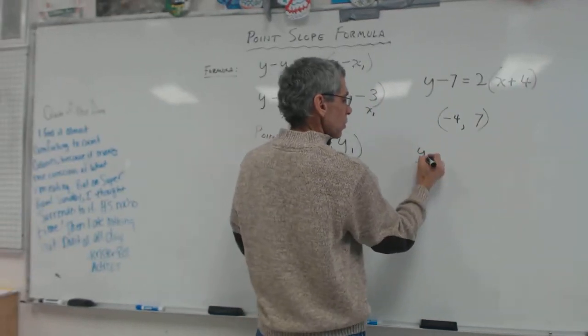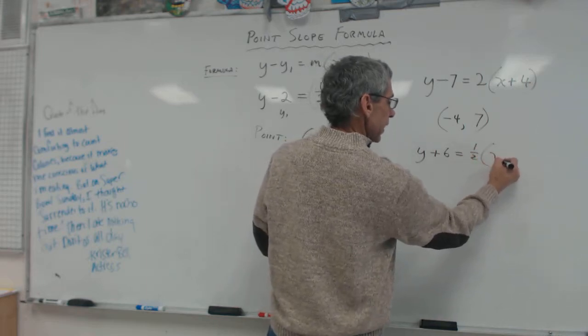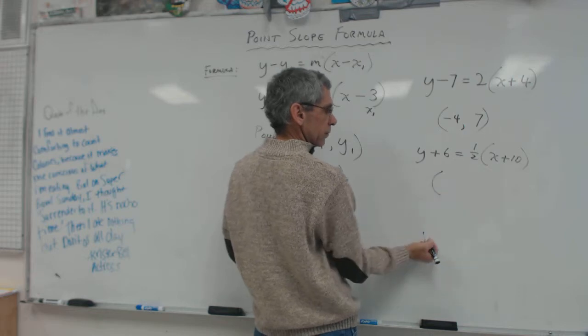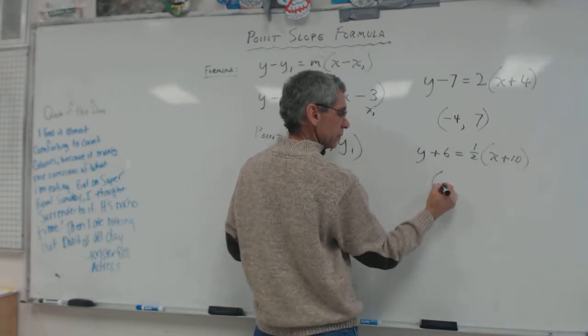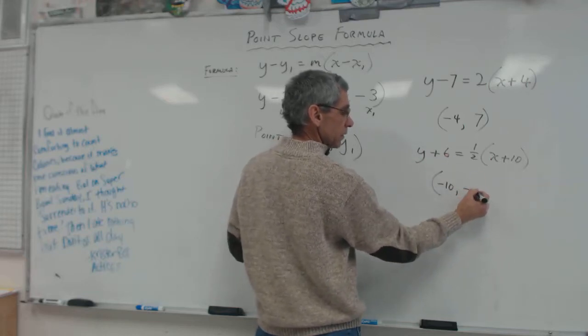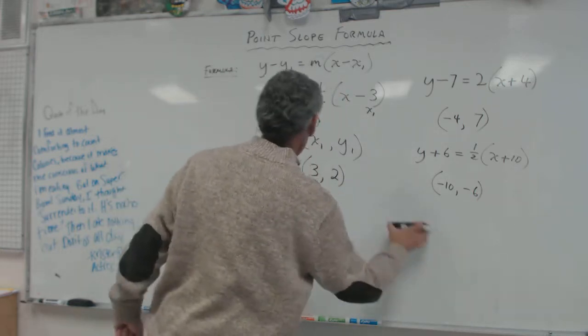Okay, how about this one? y plus 6 equals 1/2 x plus 10. What's my point? Opposite of this, -10, comma, opposite of this, -6. You get it? Making sense? Starting to see it? Let's just do a few more.